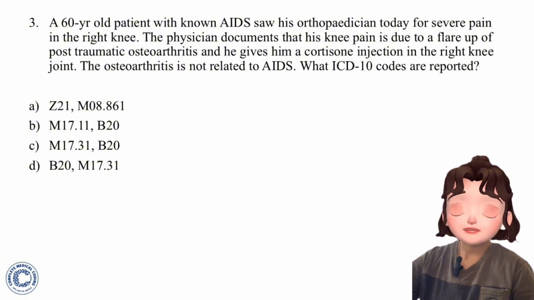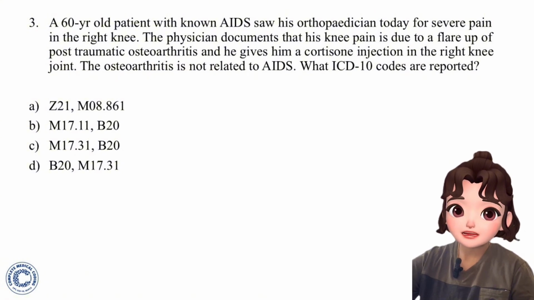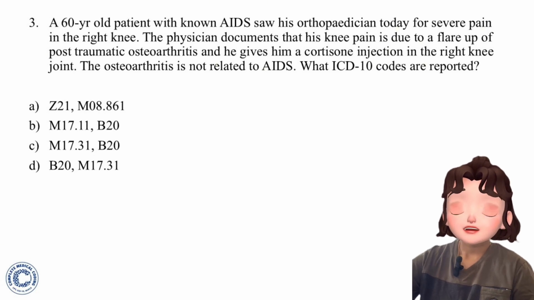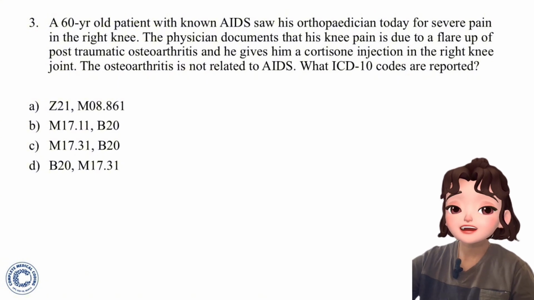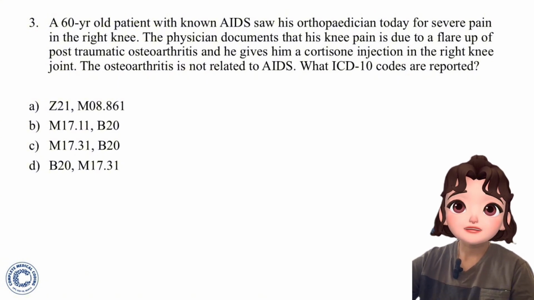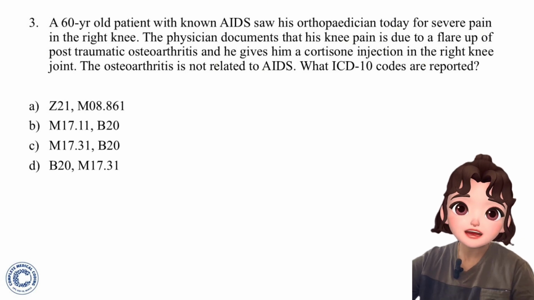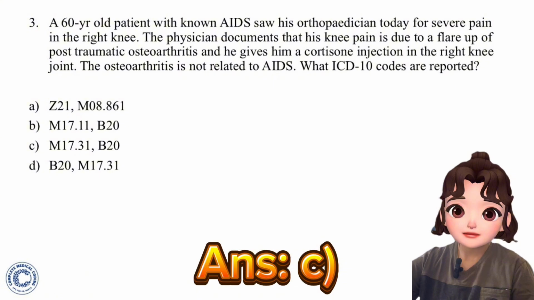Okay. If you move to option D, they have put these two codes in the other order. B20 HIV in the beginning and M17.31 post-traumatic osteoarthritis. So you always have to code first for what the patient is here to treat, because he's here to treat osteoarthritis or the right knee pain. To show the right knee pain, you have to code M17.31 first. So the answer is option C. Okay, M17.31 along with HIV code B20.